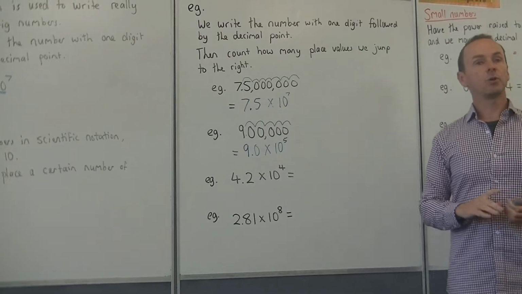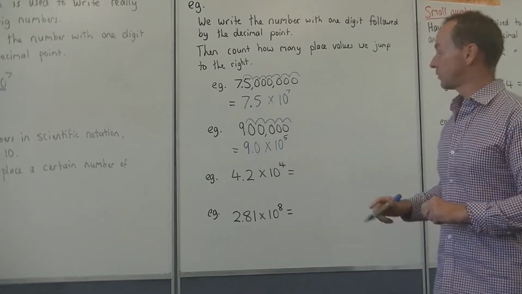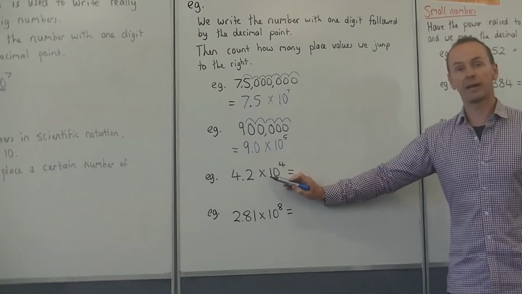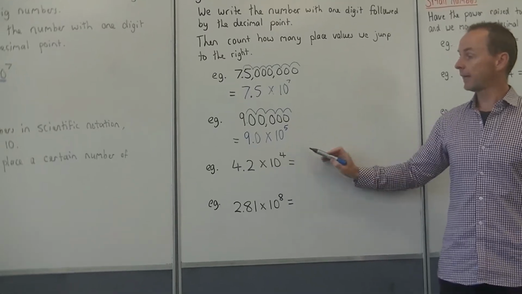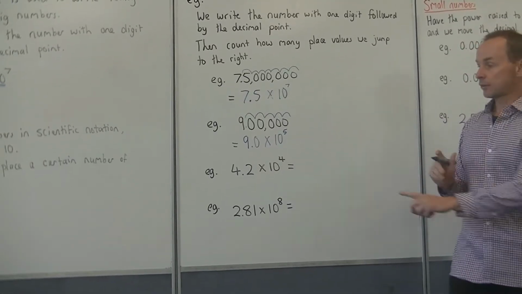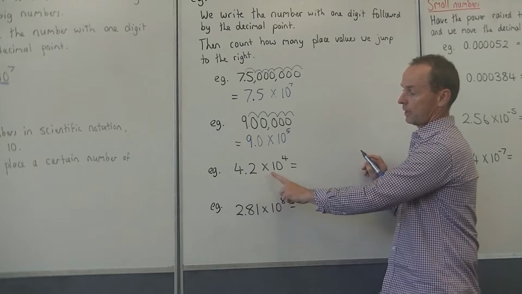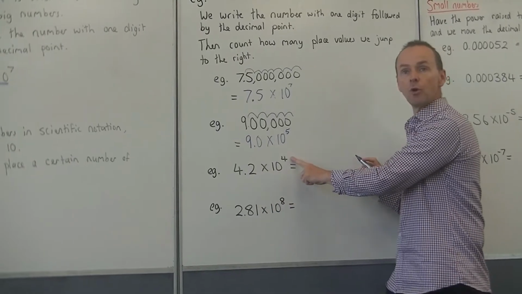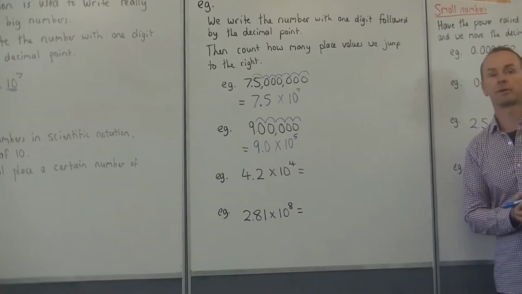Okay, and now we also need to be able to do the opposite. So we need to turn a scientific notation, a big number, into a basic numeral. So here we've got 4.2 times 10 to the power of 4. It's the same process but in reverse.